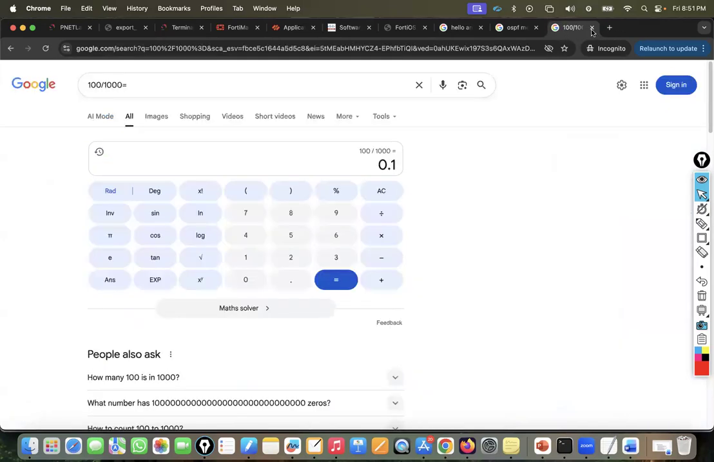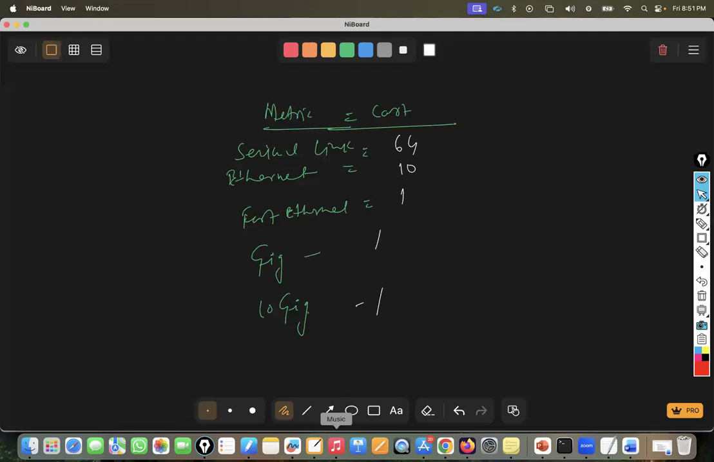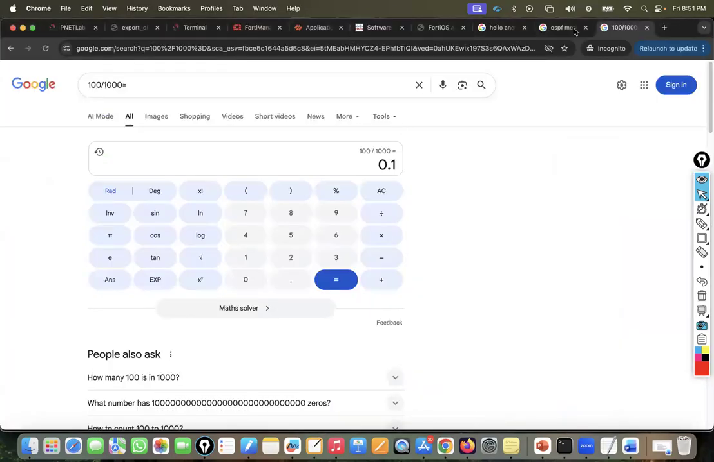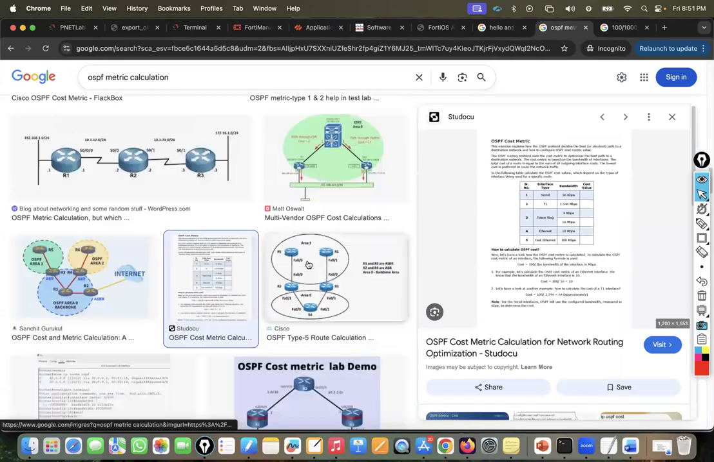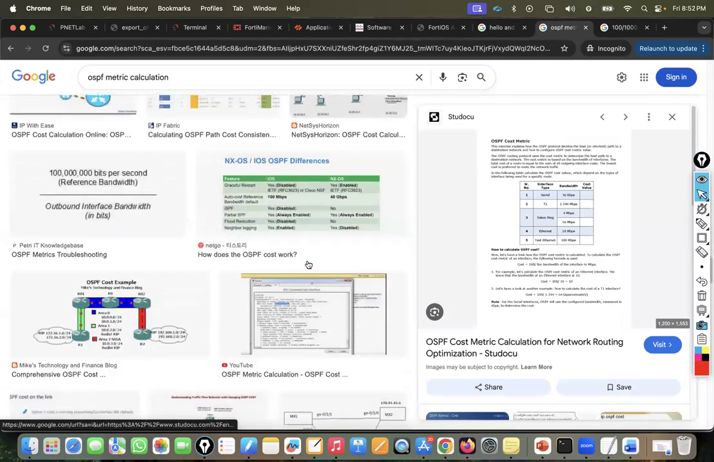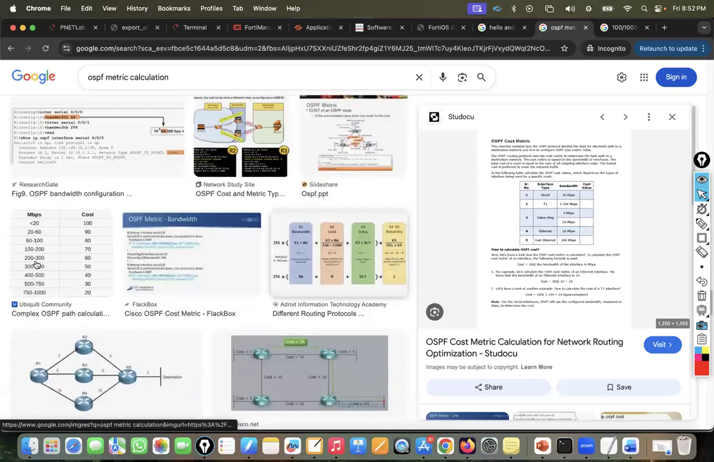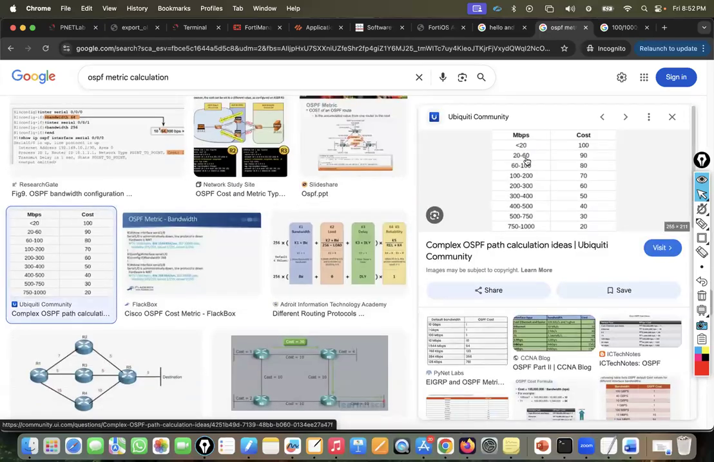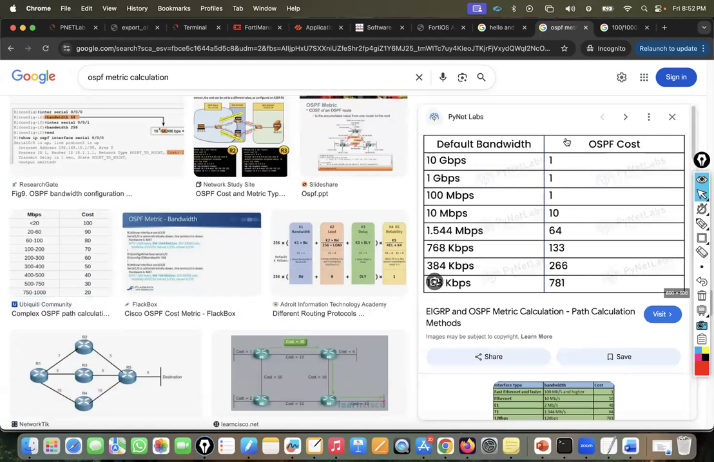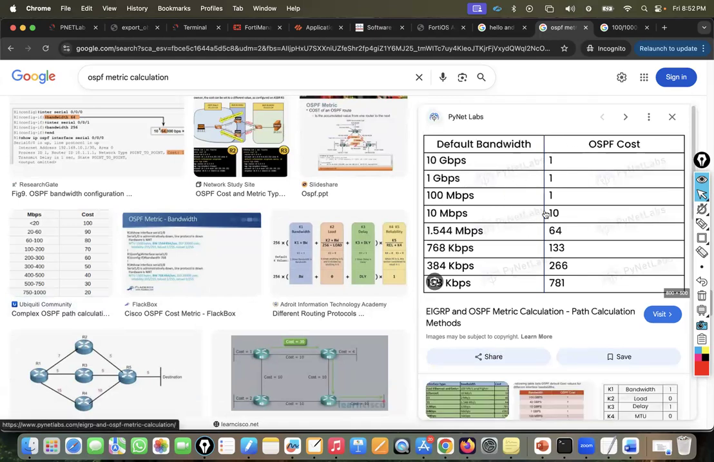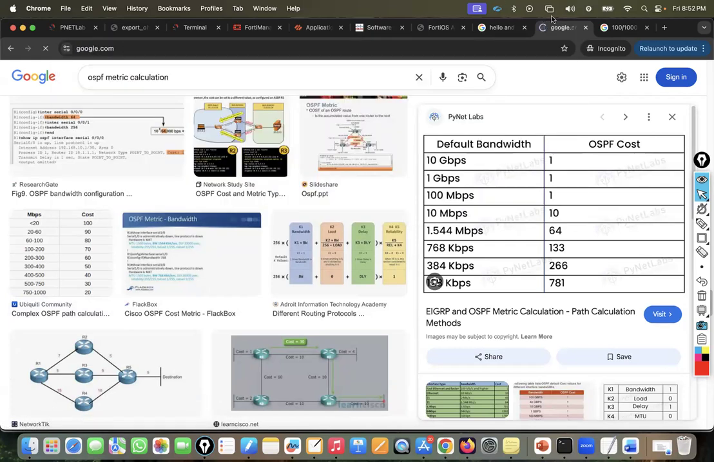How to calculate the metric in OSPF? If not clear, just follow this rule. Whatever table we have, just follow the table. Or by default, you follow this. Any link of more than 100 Mbps, the cost is always going to be 1. If any link is a slower link, just divide 100 by the total bandwidth. That's a simple calculation. Okay.